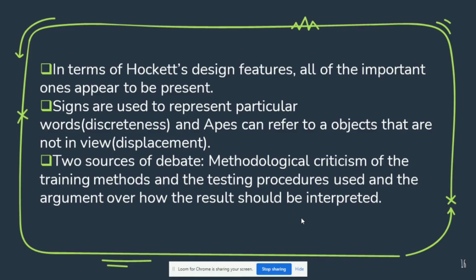In terms of Hockett's design features, all of the important ones appear to be present. Signs are used to represent particular words, and apes can refer to objects that are not in view. So there are two sources of debate: methodological criticism of training methods and the testing procedures used, and an argument over how the results should be interpreted.